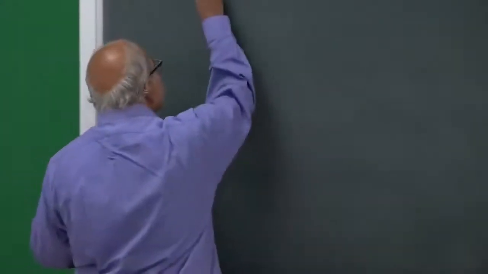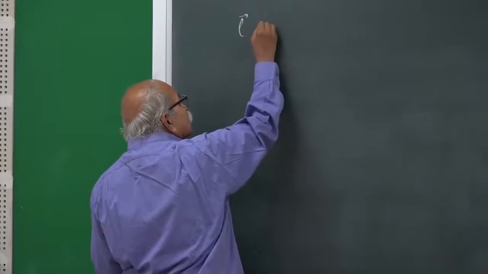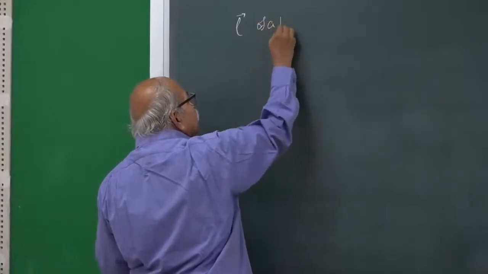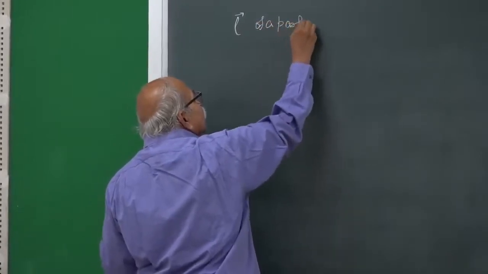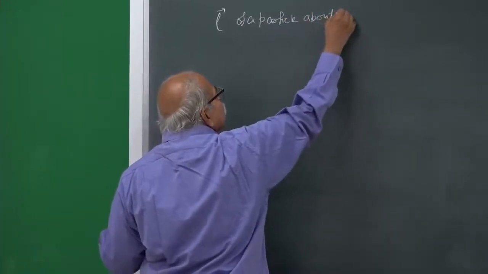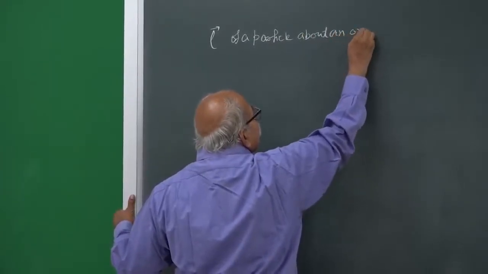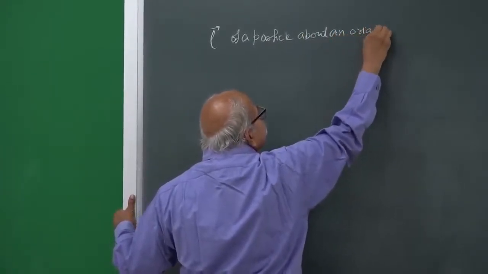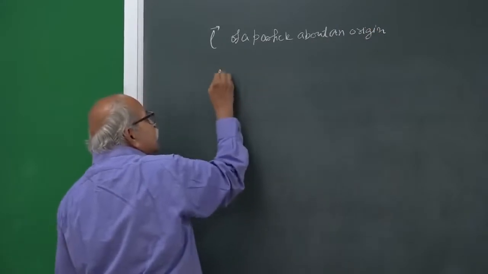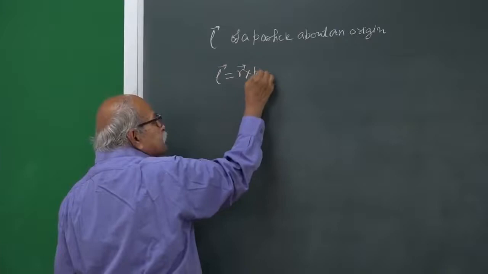We define angular momentum L of a particle about an origin. These things are important. About a chosen point which we call origin, and the definition is this: L is equal to r cross p.